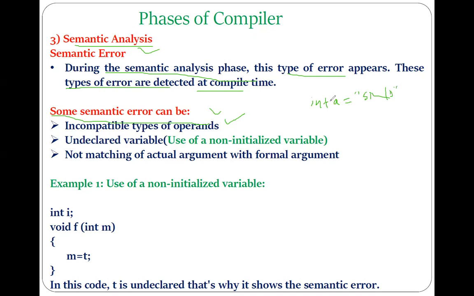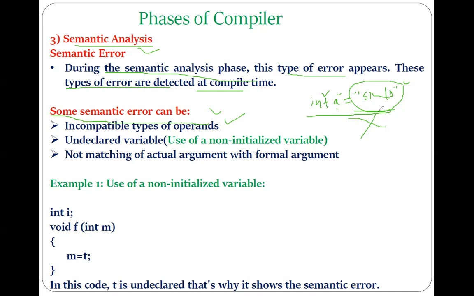Now you can see here you have declared a and its type as an integer, and you are trying to assign a value to that integer as a string. So here the type compatibility is not matching. Semantic analysis will do the type checking, and it will check whether type compatibility of operands is there or not. This variable a is of type integer, and you are trying to assign it a string. It is not possible in, for example, the C language; you cannot assign a string to an integer variable.